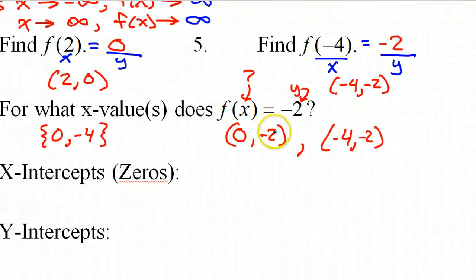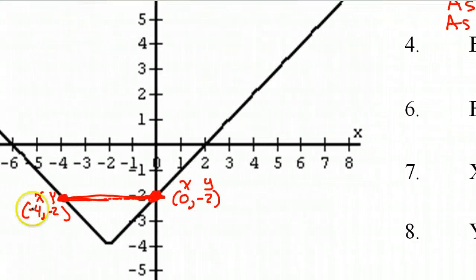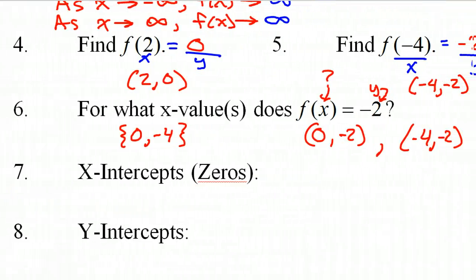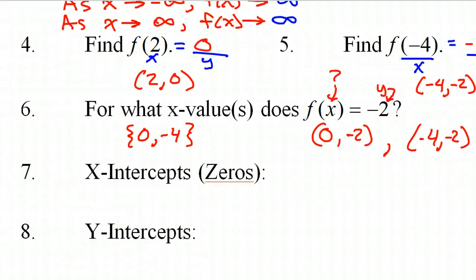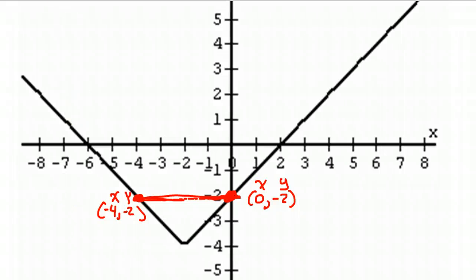When you're dealing with y values, basically you can just draw a horizontal line and look for the places where that horizontal line hits the graph. Now, the x-intercepts, or zeros, of the function. The x-intercepts, or zeros, are the places where the graph touches the x-axis. So this is -6, 0, and this one is 2, 0. So those are the x-intercepts.